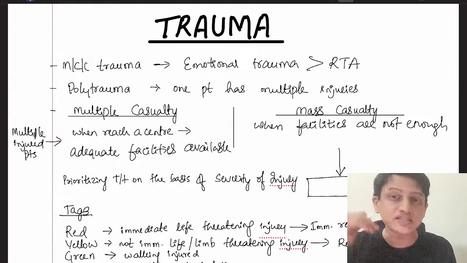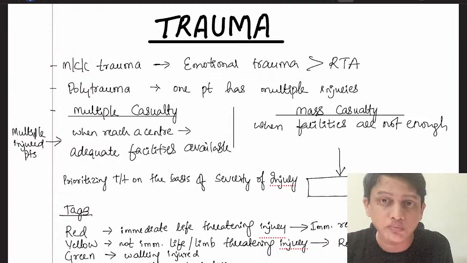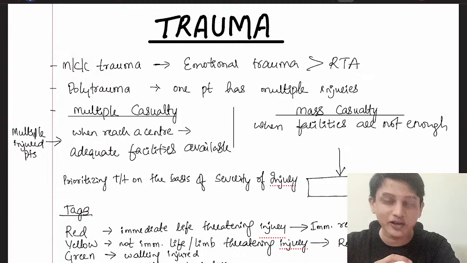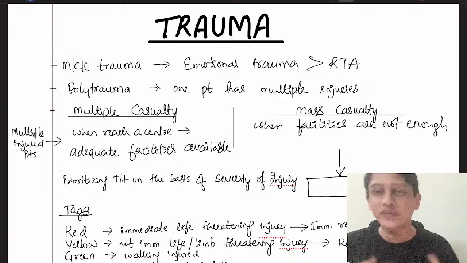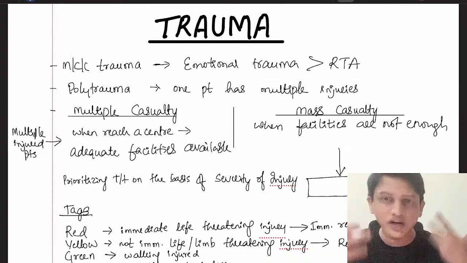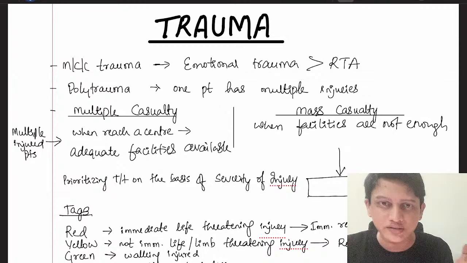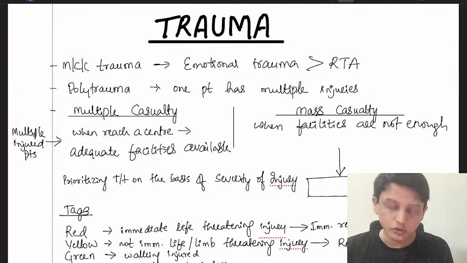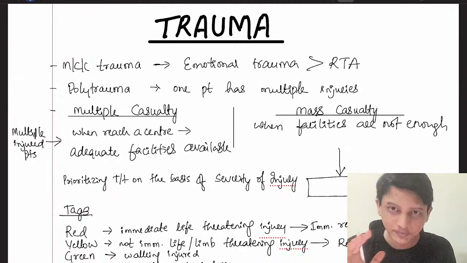Now, when such things happen, where multiple casualties or mass casualties occur, they all barge into your table, 30 patients at a time, and tell you, sir, please treat us first. I am injured here, I got a fracture, I am bleeding here, I can't breathe. So many complaints. You are all alone. So how do you go about it? What is your approach?